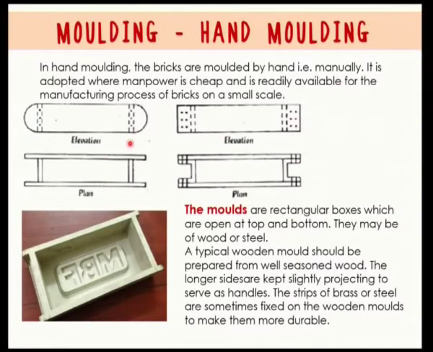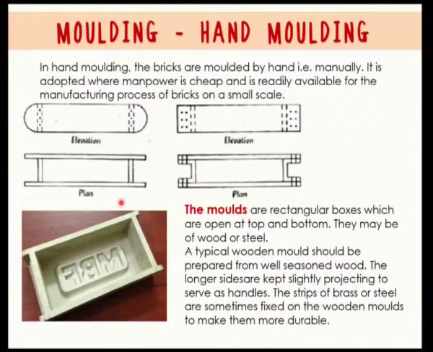This is the elevation plan of a mold. You see there are two longer sides and one shorter side. The longer side is extended on both ends to create an arm, and this arm is used to handle the mold well. Now the longer side is kept slightly projecting, and strips of brass or steel are sometimes fixed on the wooden molds to make them more durable. At the ends, to make them stronger, strips of brass or steel are kept.